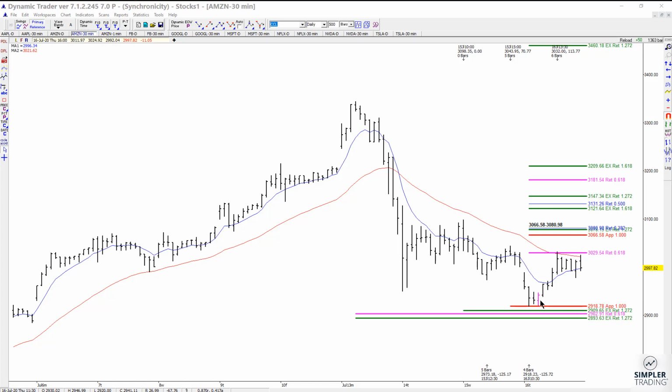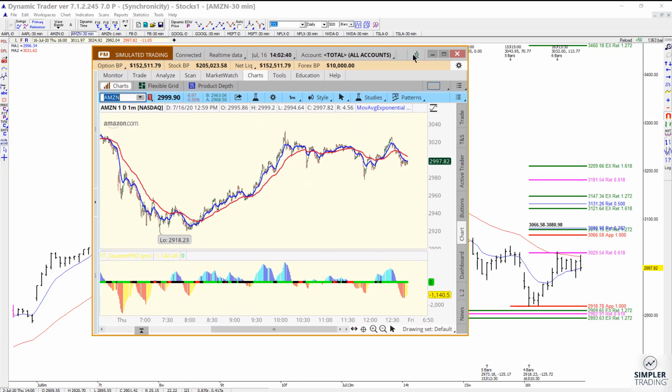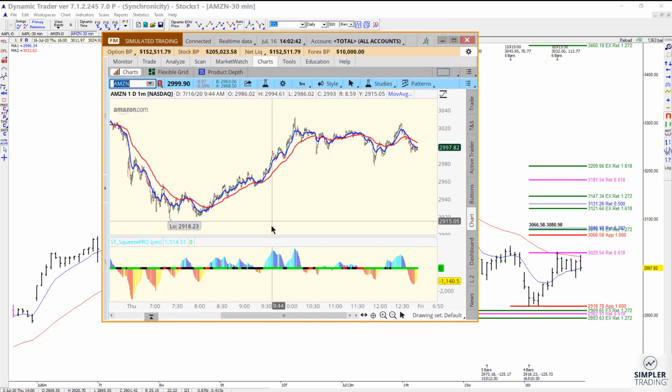Okay, so once a zone is tested and it doesn't go below it, what do you do? You go down to the lower time frame charts to look for a possible entry. Now, I'm not convinced that this is going to be a major low because we haven't had the crossover back to the upside with the 8/34 on this 30-minute chart, but it's worth looking at for a day trade. So the zone was tested and held.